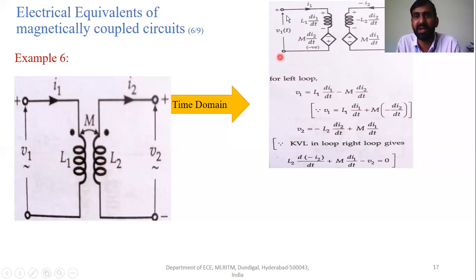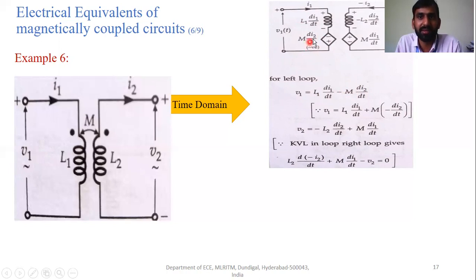So with respect to the left hand side loop, what is the term? V1 is equal to L1 di1 by dt. Here this term is negative with respect to the current I2, because the current here is in a reverse direction, minus I2. Due to this minus I2, we are getting this term as negative: minus M di2 by dt in the first loop.